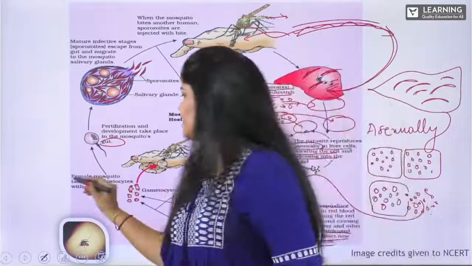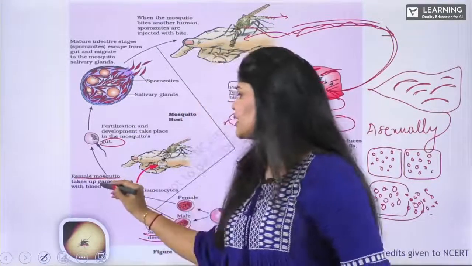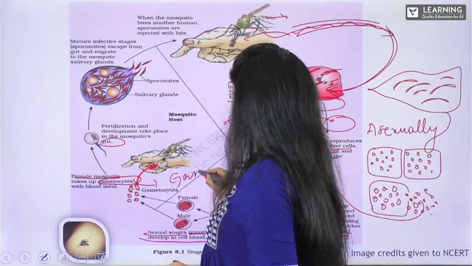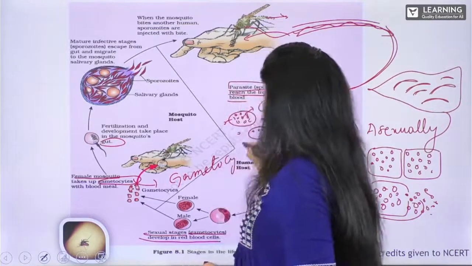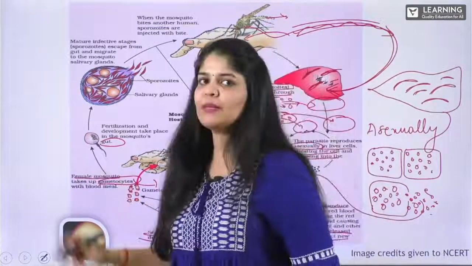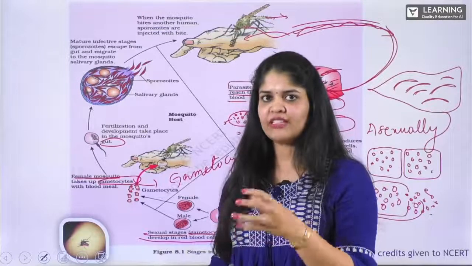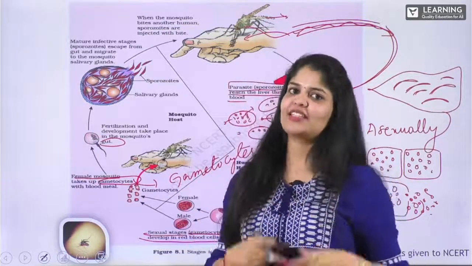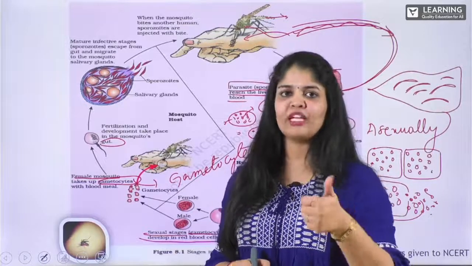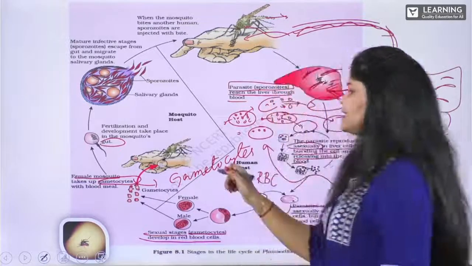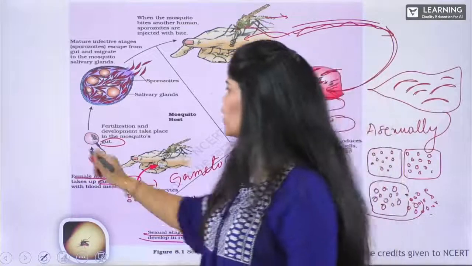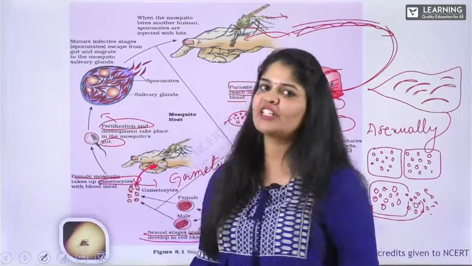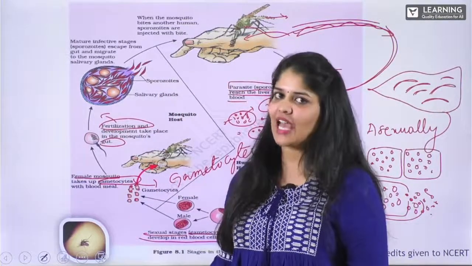Now, the female mosquito takes up the gametocytes with the blood meal. While the female mosquito is sucking the blood, it gets both parasitic forms, male and female gametocytes. Now, these gametocytes enter the gut, where fertilization of the male and female gametocytes takes place.